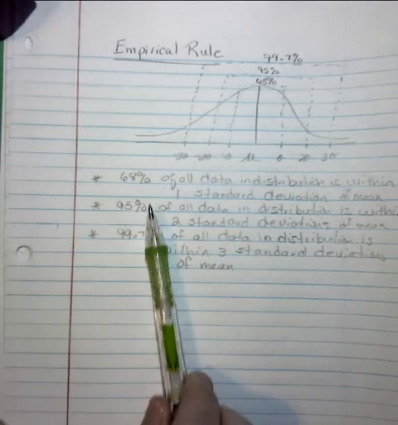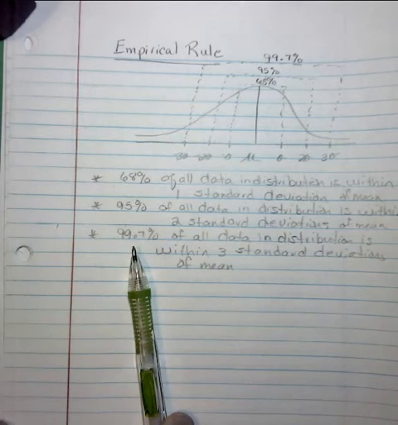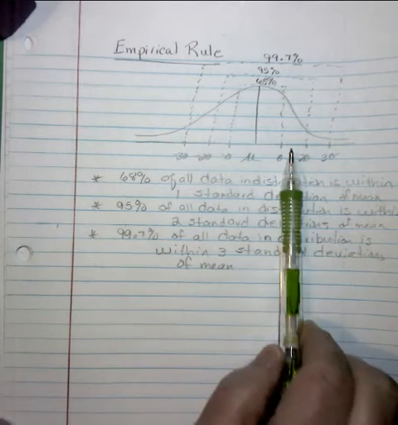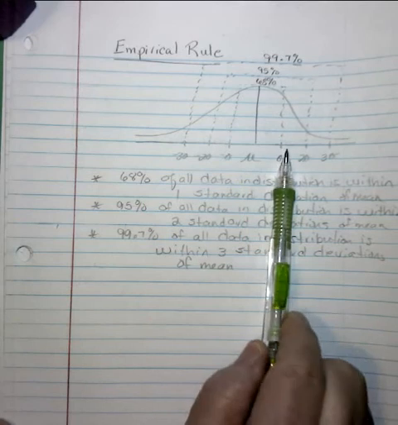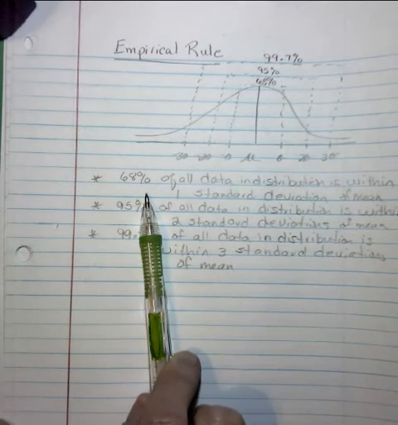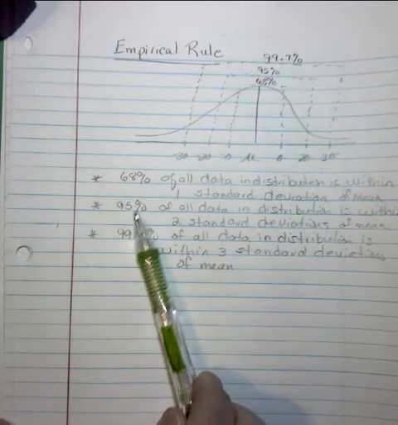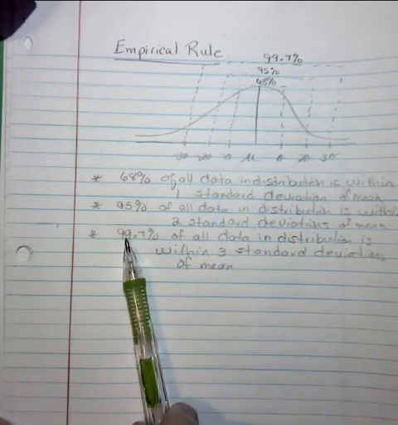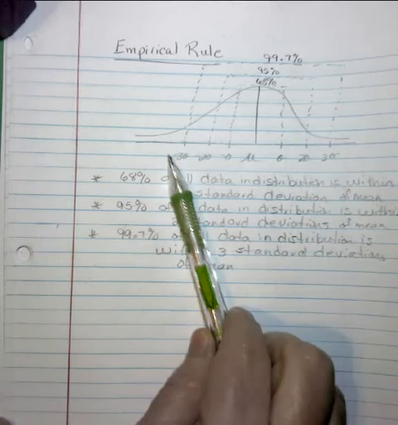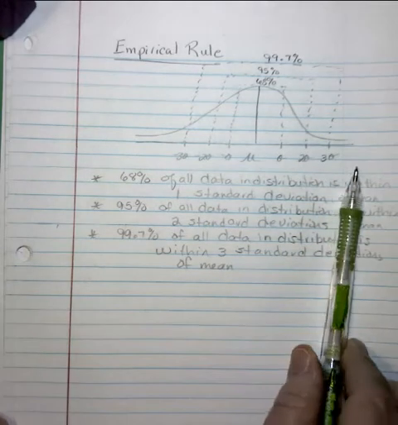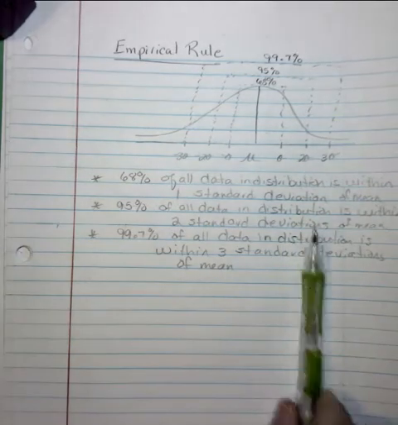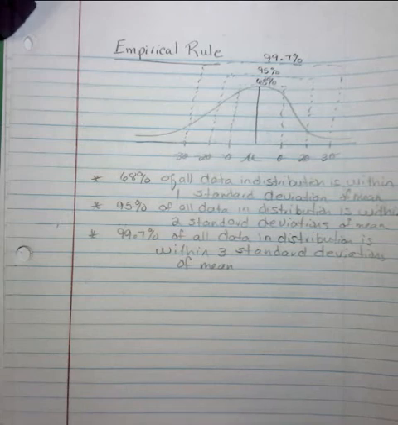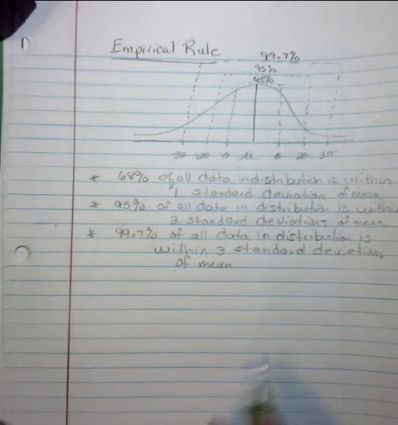So the empirical rule gives us these 3 measurements to use to solve problems, knowing that within 1 deviation away is 68% of the data, 2 deviations includes 95% of the data, and 3 deviations away is 99.7% of the data. So let's look at an example problem of how we would use that.